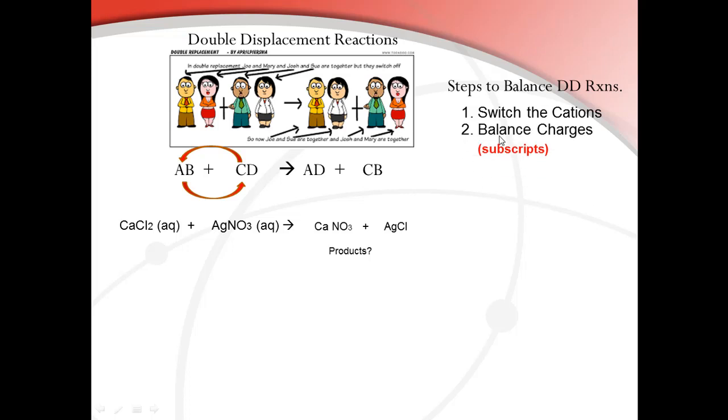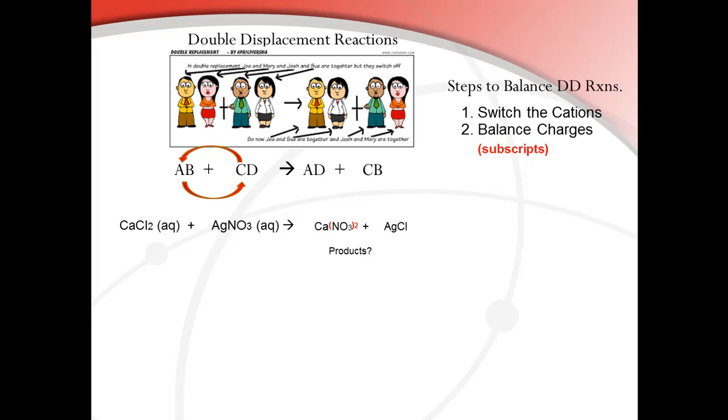Second step, balance the charges by using subscripts. The question you're asking yourself here is, what is the chemical formula formed between calcium ions and nitrate ions? Well, calcium is in group 2 in the periodic table, so it's plus 2. Nitrate is minus 1. These charges are not balanced. Silver is plus 1, chloride's minus 1, so the charges here are balanced. But calcium nitrate, no. So what do we need to do? Right, we're going to need 2 nitrates, each with a minus 1 charge, to balance the plus 2 charge on the calcium.